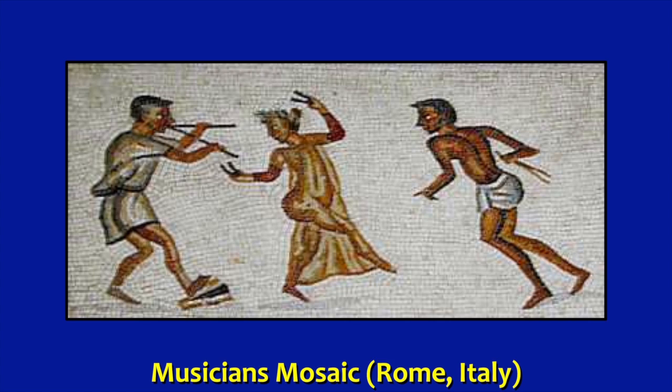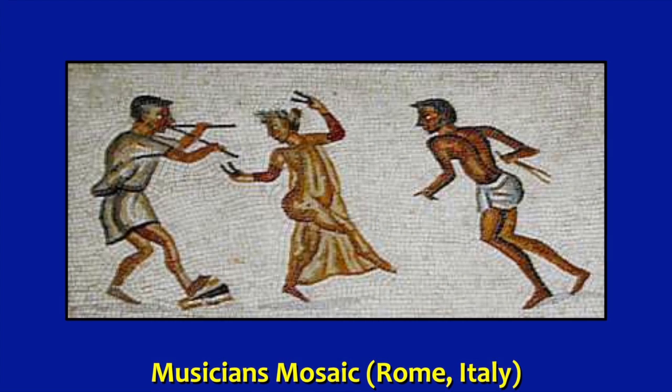The last mosaic we'll see has a dancer and 2 musicians. One musician is playing the Roman version of the flute, and the other is carrying sticks to play the drums. The dancer, on the other hand, is wearing ivy in her hair and holding castanets in her hands to make more music as she dances. If you lived in ancient Rome, you might see a group like this performing as you walk through the streets.